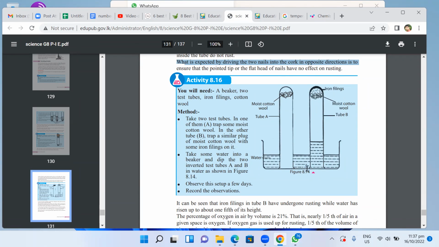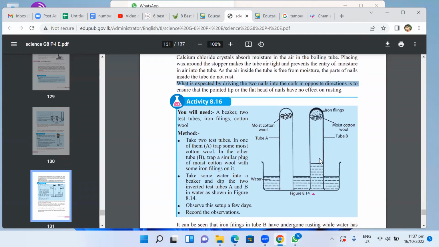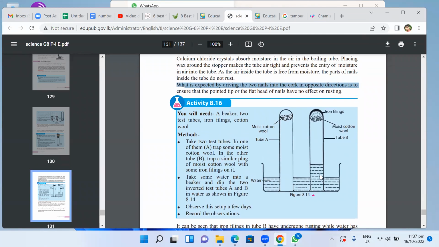Now after that you can see this water is rising up. Wow, what is that? After some time, about two days, I can see the water moving up. Closer to 20% will move up. What do you think? What is the reason?